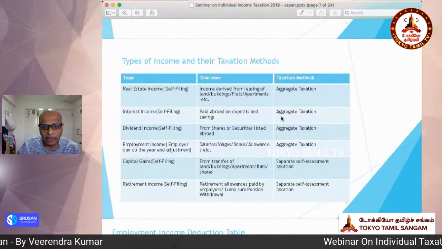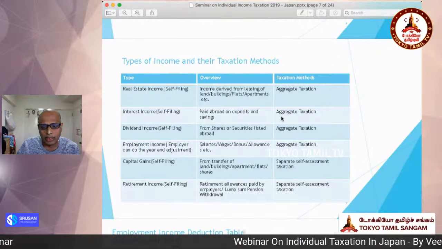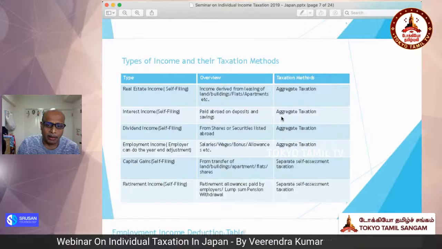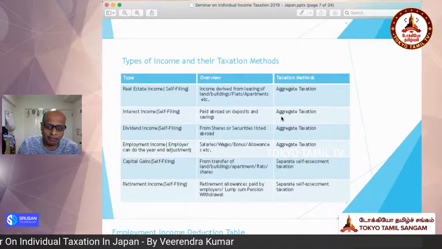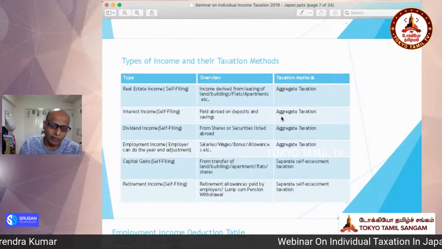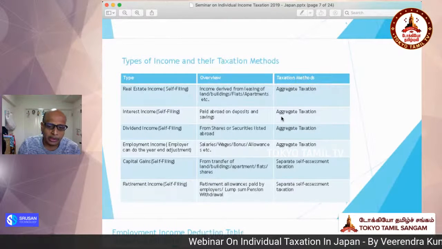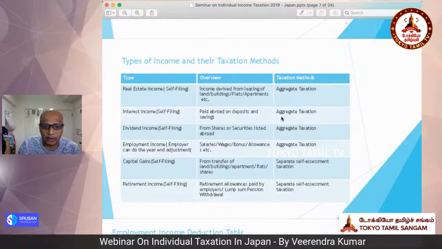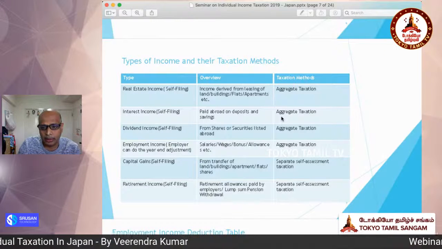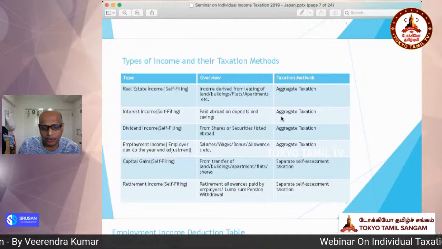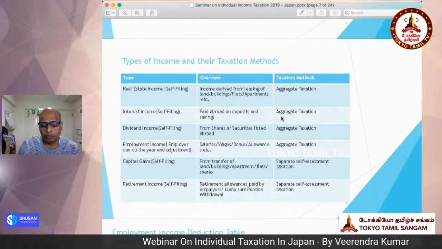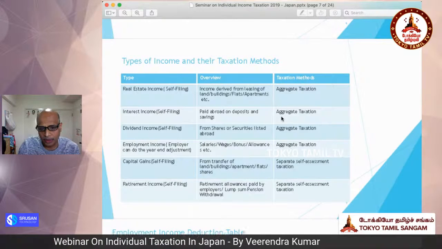For example, real estate income, whatever income you are deriving by leasing of your land, building or apartment or flat, that will be considered as aggregate taxation. And interest income, whatever interest income you are generating on investments outside Japan, that will be considered as aggregate taxation. Similarly, the dividend income also. And the employment income also will be considered as aggregate taxation.